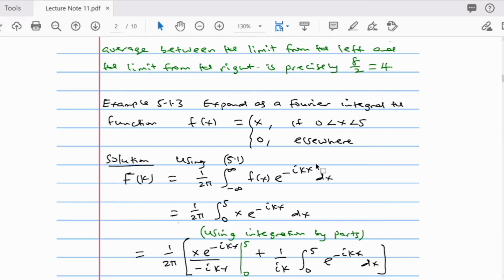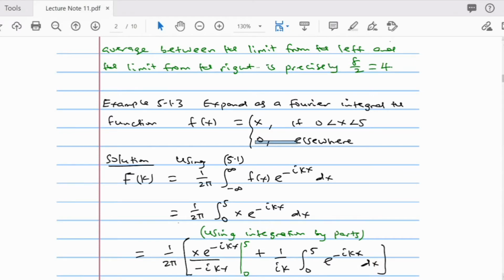But life is easy because f of x is x between 0 and 5 and is 0 elsewhere. And when you integrate 0, you get 0. So integrating from minus infinity to infinity is the same thing as integrating f of x from 0 to 5. Between 0 and 5, f of x is x. So you substitute x for f of x, and you integrate this.